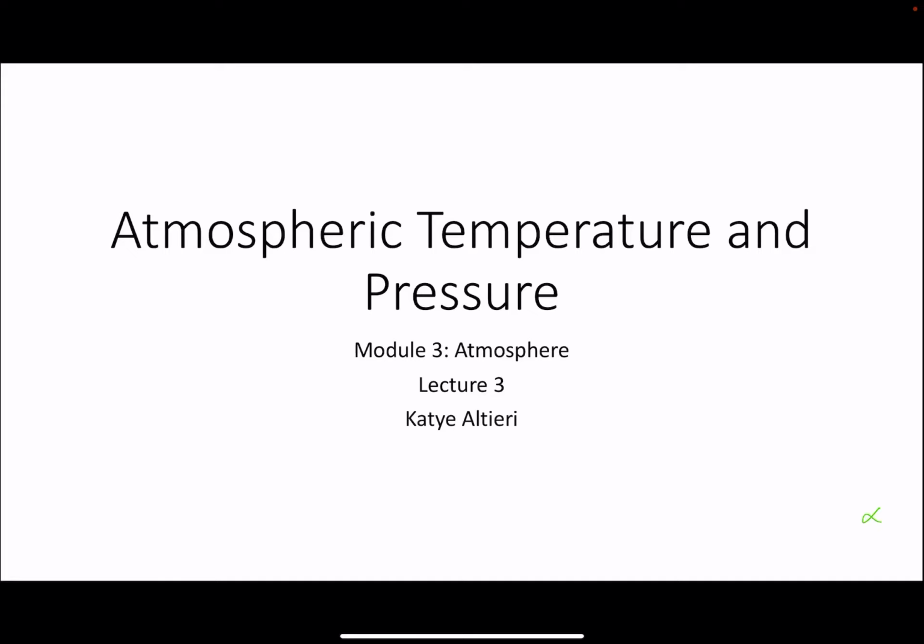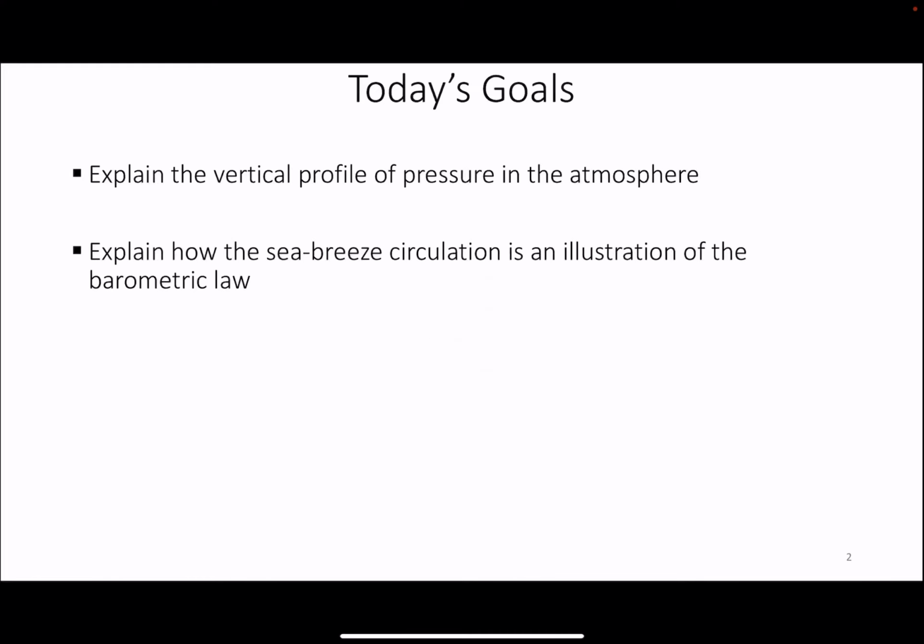Today we have the third lecture of the atmosphere module. We're going to be talking about atmospheric temperature and pressure, but really it's going to be mostly a focus on pressure in the atmosphere. So the goal today is to understand the vertical profile of pressure in the atmosphere and explain how pressure and the resulting barometric law results in the sea breeze circulation.